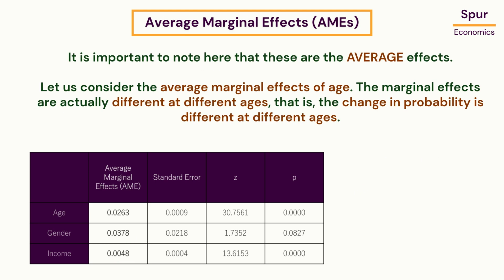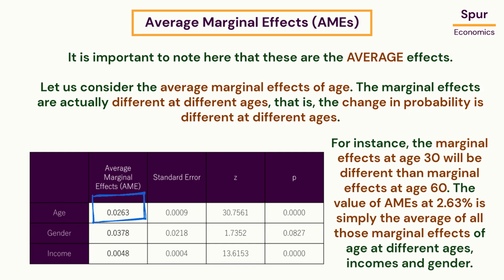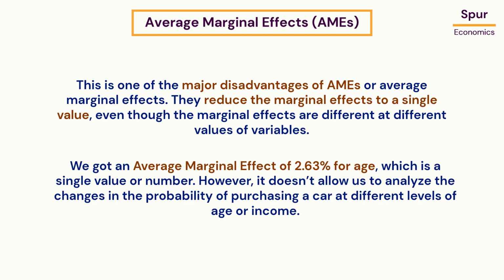It is important to note here that these are the average effects. Let us consider the average marginal effects of age. The marginal effects are actually different at different ages, that is, the change in probability is different at different ages. For instance, the marginal effects at age 30 will be different than marginal effects at age 60. The value of AMEs at 2.63% is simply the average of all those marginal effects of age at different ages, incomes, and gender.